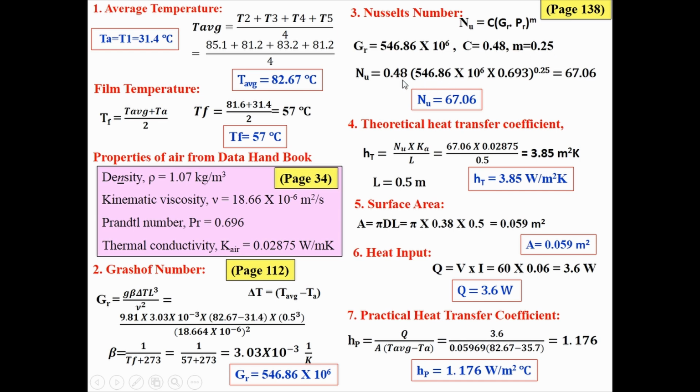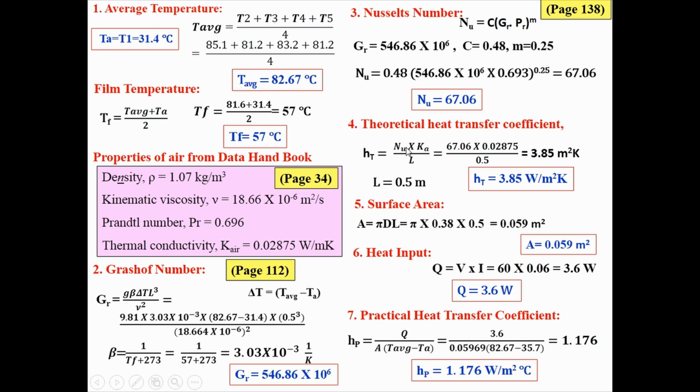Then substitute the values here now. C is equal to 0.48, GR is this much, PR is already calculated, and M is 0.25. Substitute, and you will get the Nusselt number as 67.06. Okay, this is the Nusselt number. With the help of this Nusselt number, I can calculate the heat transfer coefficient theoretically.